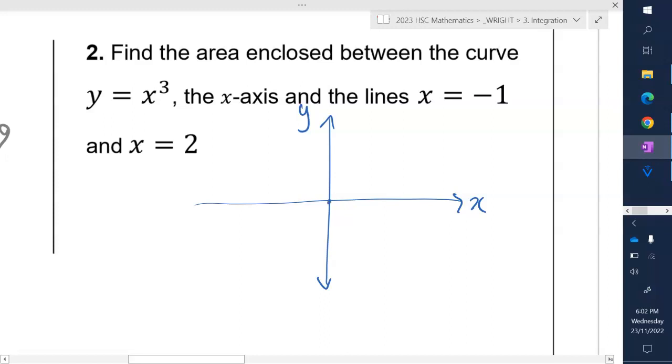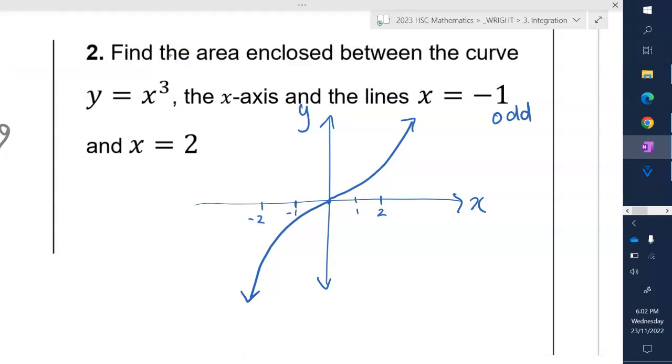It's going to cut at 0, 0. It's going to look like this, and it's going to go down like this. This is an odd function. A lot of the time in your tests, you're going to be asked to show something's odd. In this case, we know this is odd, so we are not needing to test that. I'm going to put some values in here because we've got some numbers that are our bounds. We've got 1 and 2, -1 and -2, and we have been asked to do it between x equal to -1, so we're down here, and x equal to 2, so we're up here.